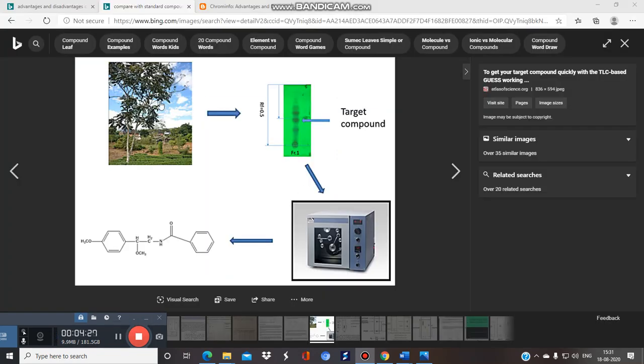Okay, let's see this image. So again, TLC of a particular compound is done. So on this TLC, suppose you have to mark two compounds.